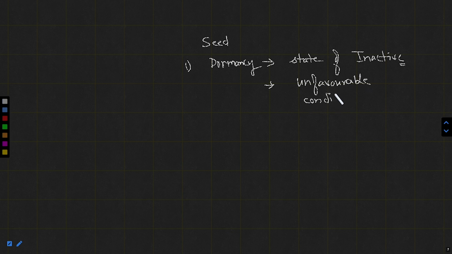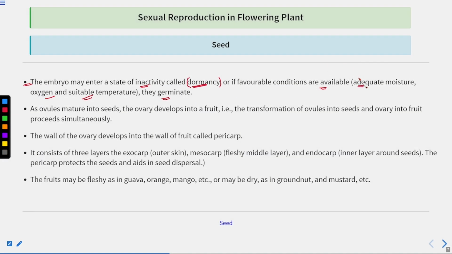Because of the unfavorable conditions, dormancy can arise, or there can be some abiotic stress, such as drought or water scarcity. What are these unfavorable conditions? They can be water stress, or very high temperature, or some chemical is produced that is causing the dormancy. Clear? Now when the favorable conditions return, such as adequate moisture and adequate oxygen being present, and the temperature is also suitable, then the seed will germinate.